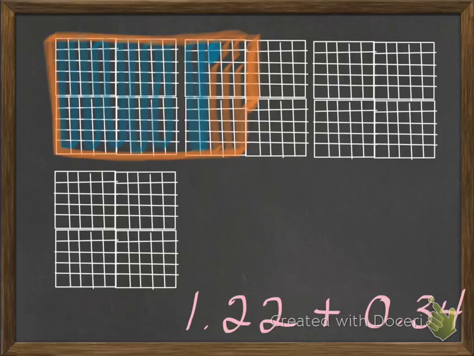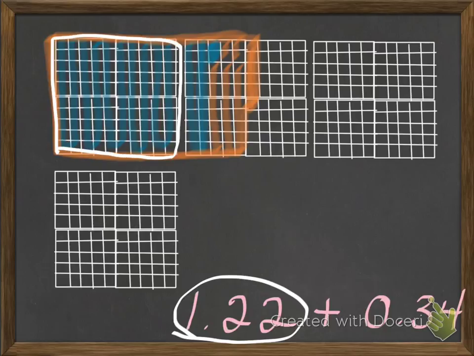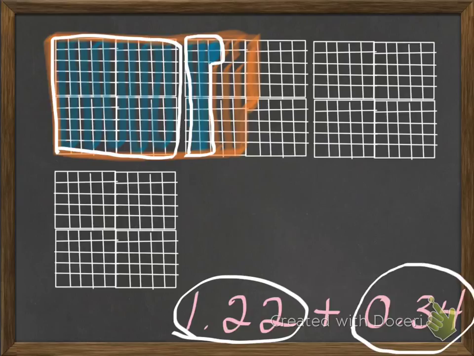So I took my first addend here, 1 and 22 hundredths, and I colored that in blue. You can see I colored in 1 whole grid and then 22 hundredths of a grid. Then I colored in a different color, 34 hundredths using orange, and I had to pay really close attention to where they started, because this 34 hundredths started in the middle of the grid. So it started here, and I know that was 10. Then I added another 10, that's 20, and then 30, 1, 2, 3, 4.